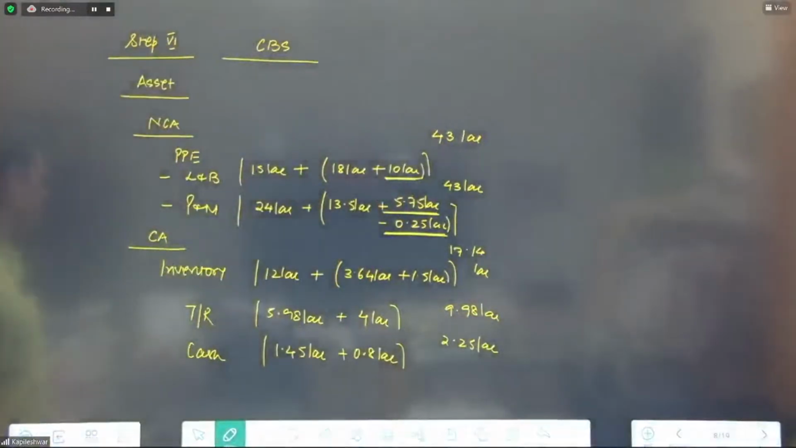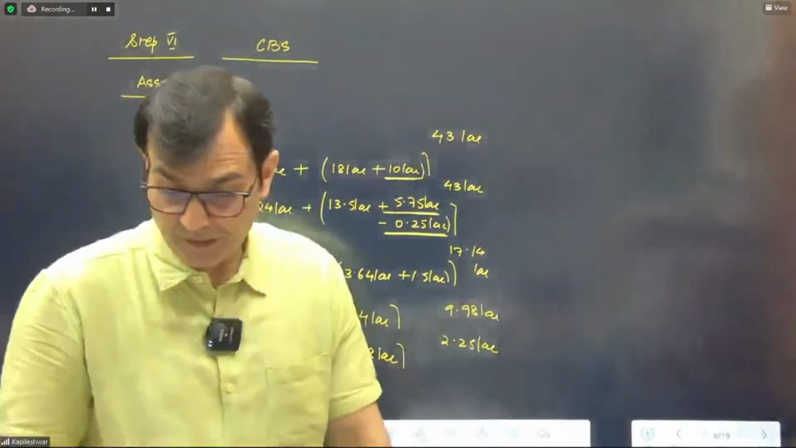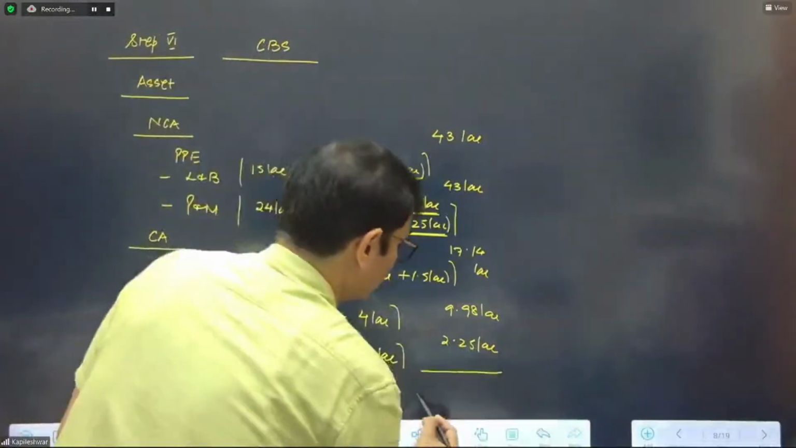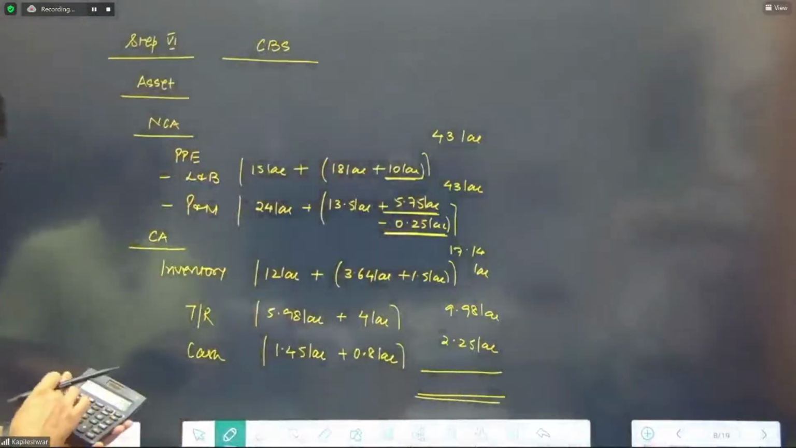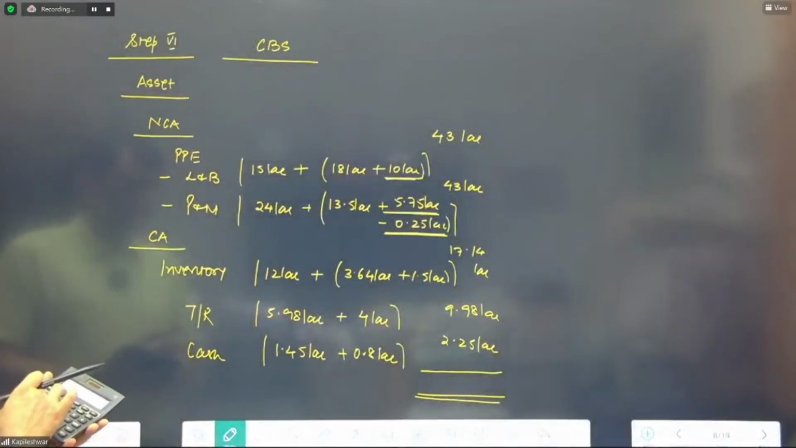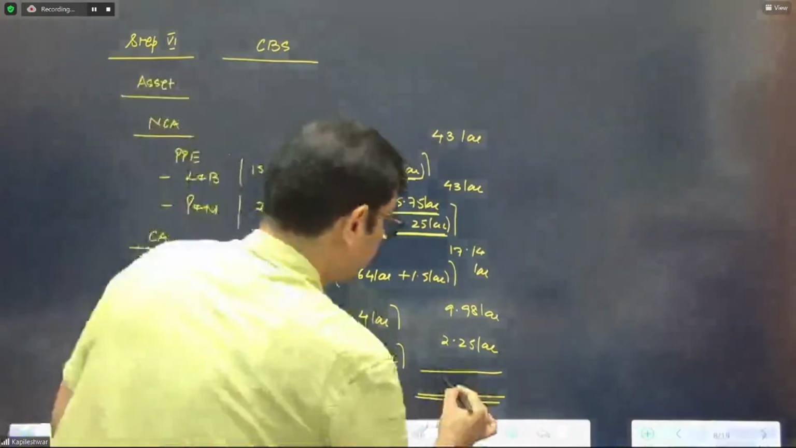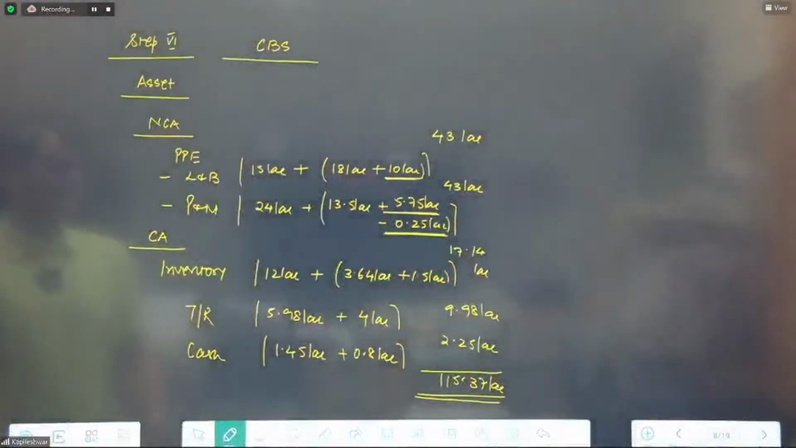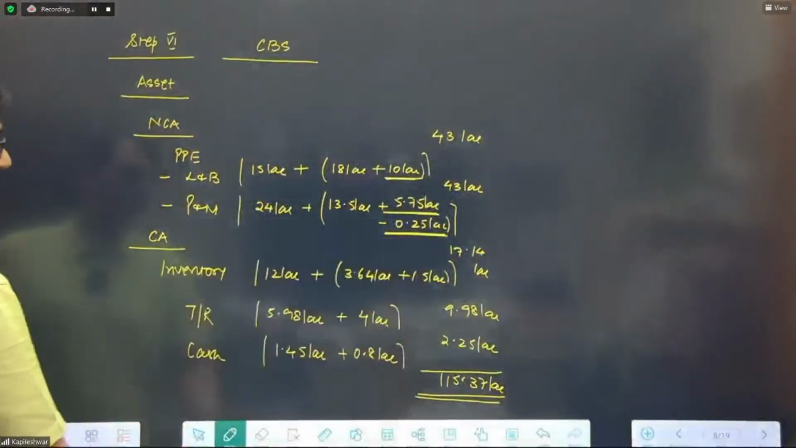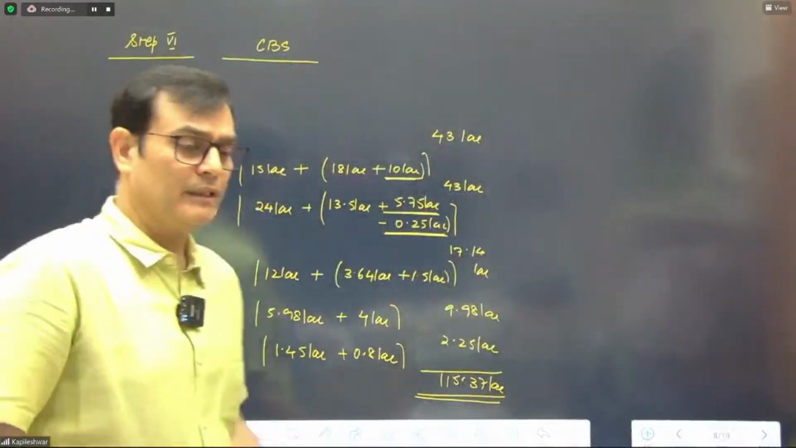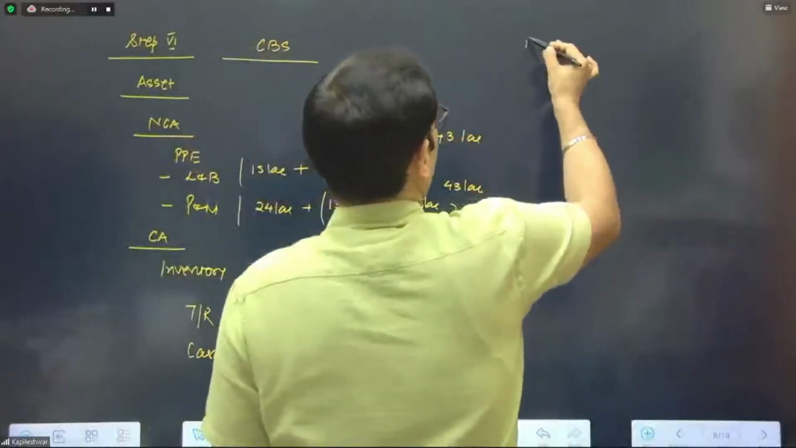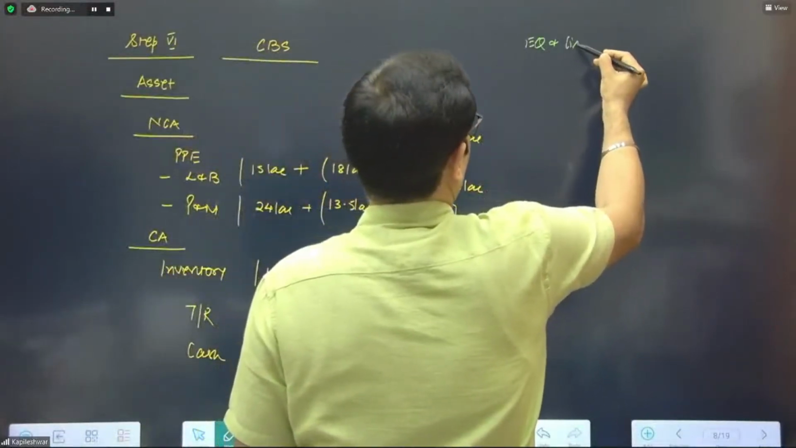I guess the asset side of the balance sheet is done. So everything is taken care of on the asset side with the fair value changes. Let's see the total of the asset side. So 43 plus 43 plus 17.14, 9.98 and 2.25, that's 115.37 lakhs. Okay, so this is the asset side of the balance sheet. Now we need to concentrate on the equity and the liability side as well.